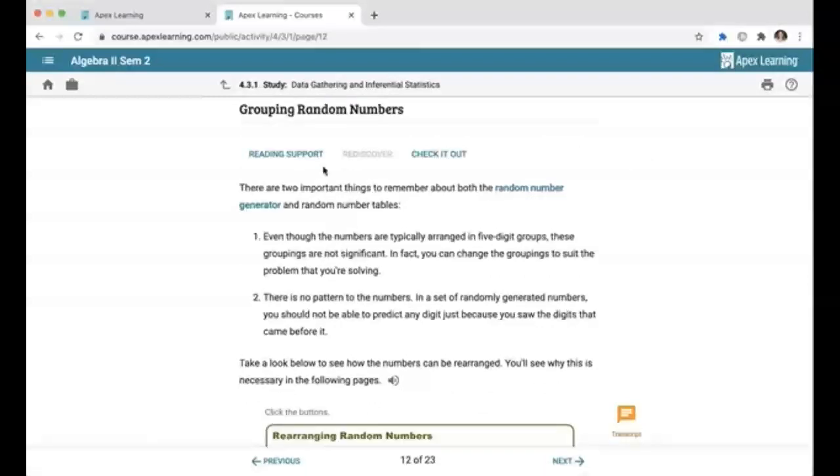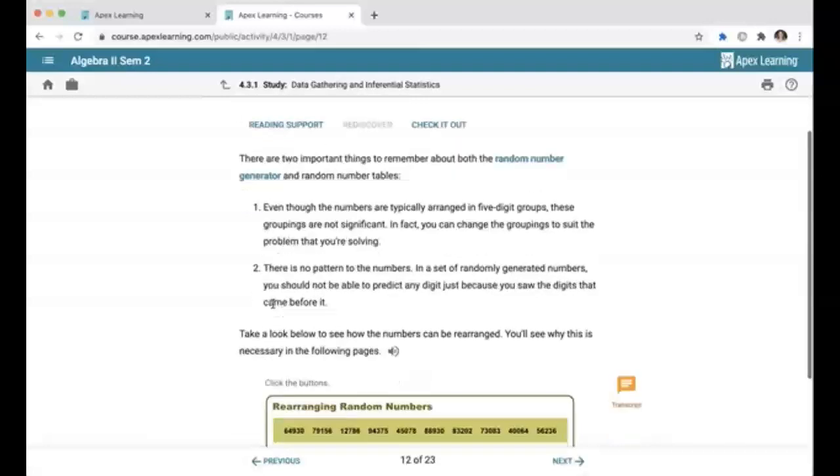Then there are 2 important things to remember about the random number generator and random number tables. Even though the numbers are typically arranged in 5-digit groups, these groups are not significant. Both of those that we just looked at had them grouped in 5s, but if that doesn't make sense for you, it doesn't have to. People normally group things in 5s because it's easier to count up. I know a lot of us know our multiples of 5 better than maybe our multiples of 4.